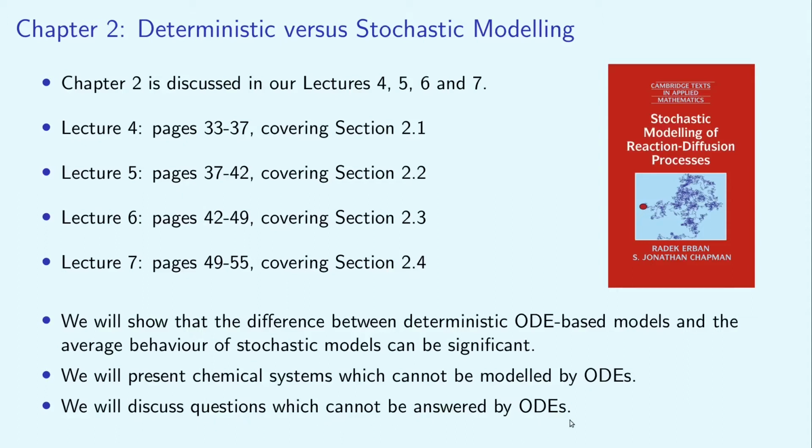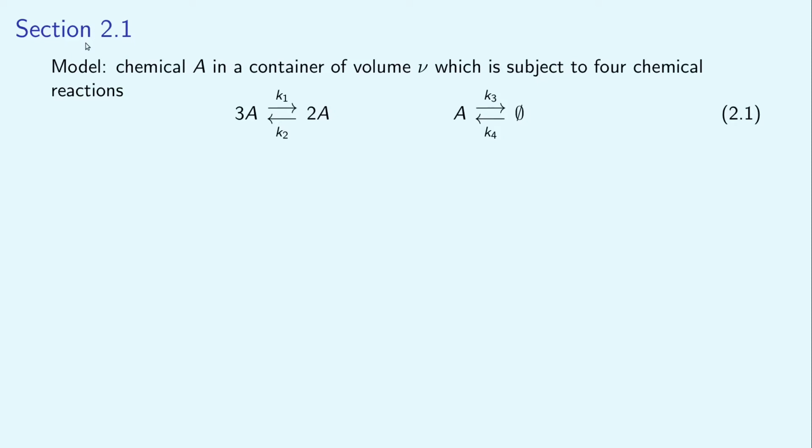Our starting model in Section 2.1 is written for one chemical species called A, which is subject to the following 4 chemical reactions. The third and fourth reactions are the degradation and production reactions, which we have already studied in Chapter 1. We added these 2 reactions: 3A goes to 2A and 2A goes back to 3A. In summary, we have 2 reactions which add molecules of A to the system and 2 reactions which remove them.